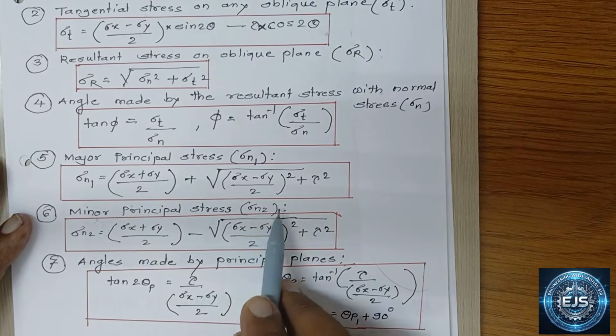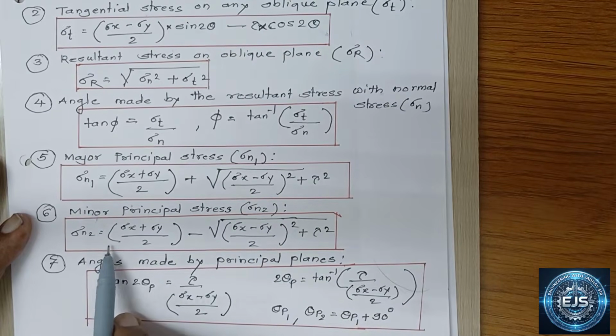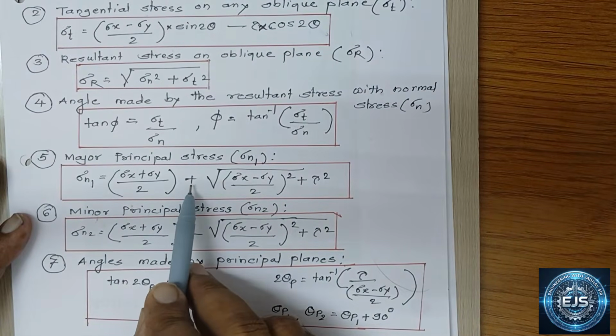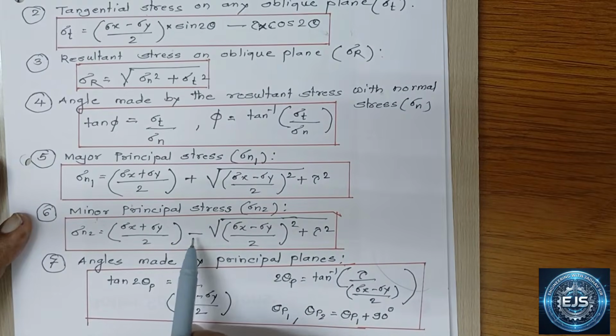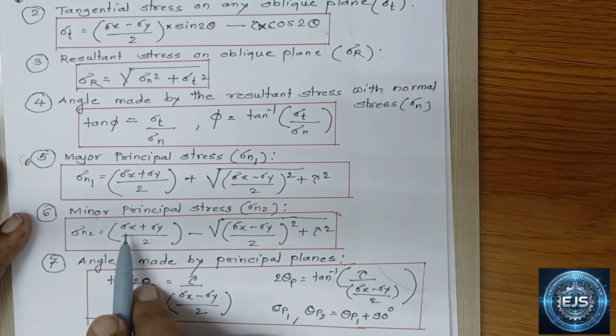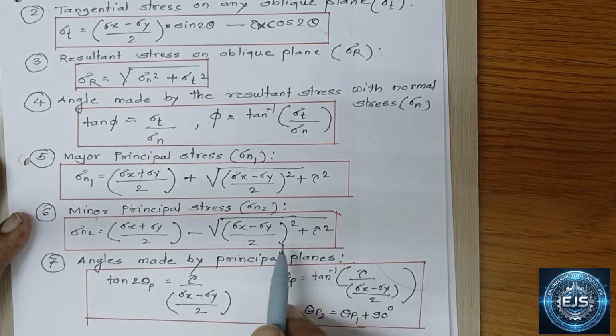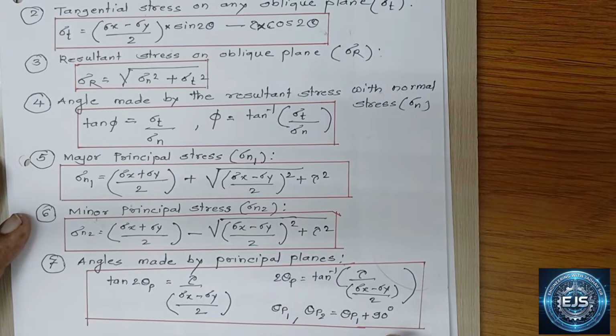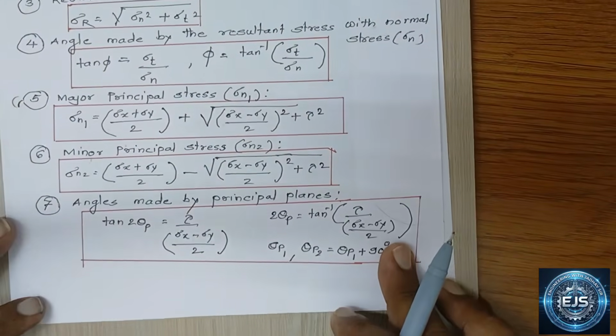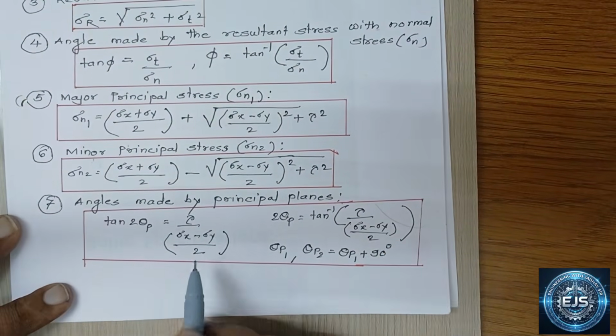Now the second stress is the minor principal stress. The minor principal stress is denoted by sigma n2, and its magnitude is calculated by putting a minus sign instead of the plus sign. So the formula becomes sigma n2 is equal to sigma x plus sigma y by 2 minus root of sigma x minus sigma y by 2 square plus tau square. In this way, we have to calculate the minor principal stress sigma n2.